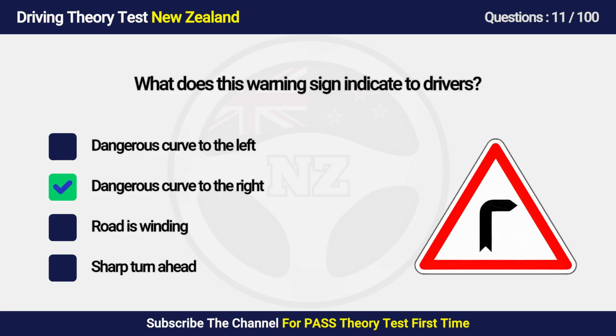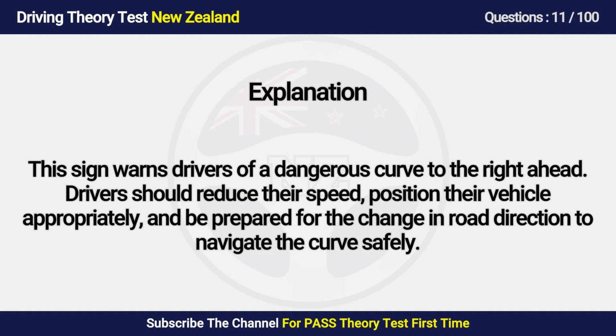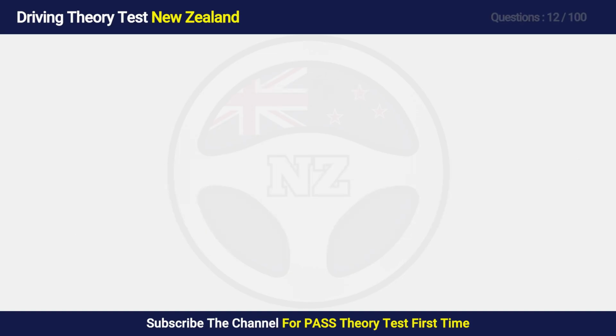Answer is B. Dangerous curve to the right. This sign warns drivers of a dangerous curve to the right ahead. Drivers should reduce their speed, position their vehicle appropriately, and be prepared for the change in road direction to navigate the curve safely. Question 12.